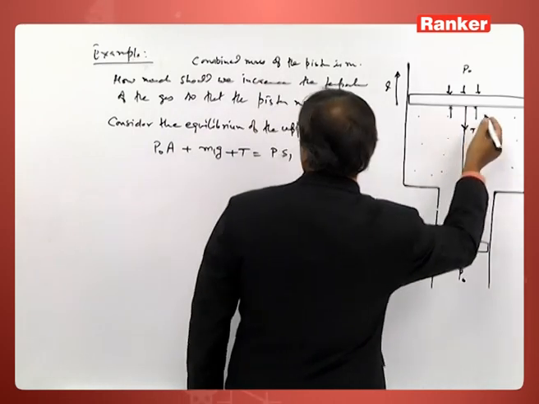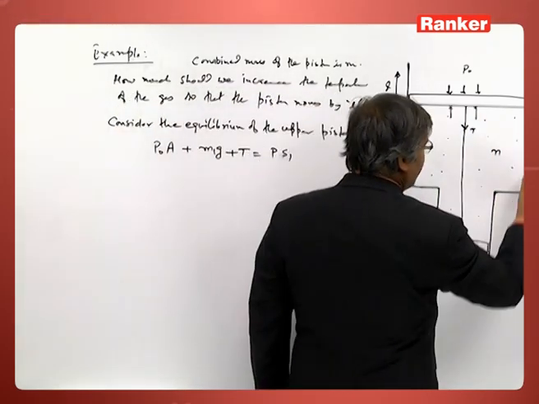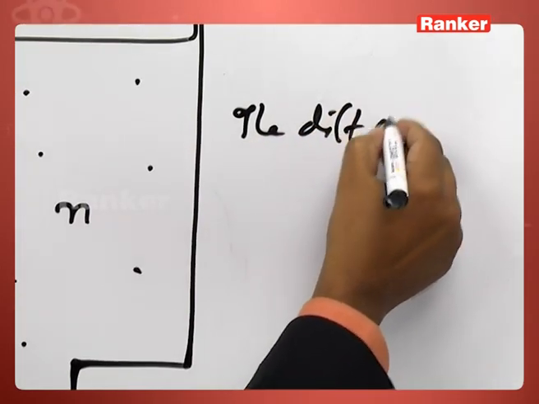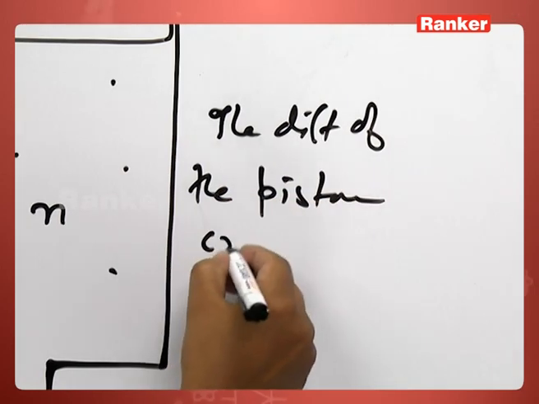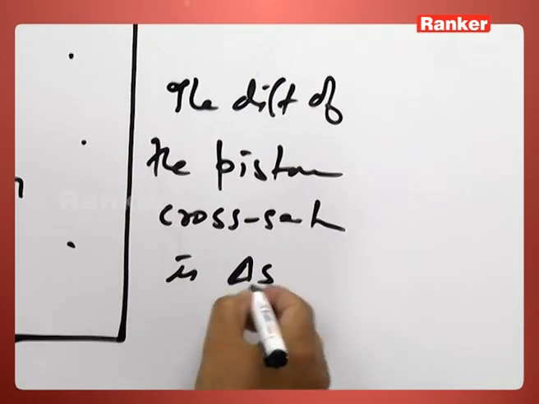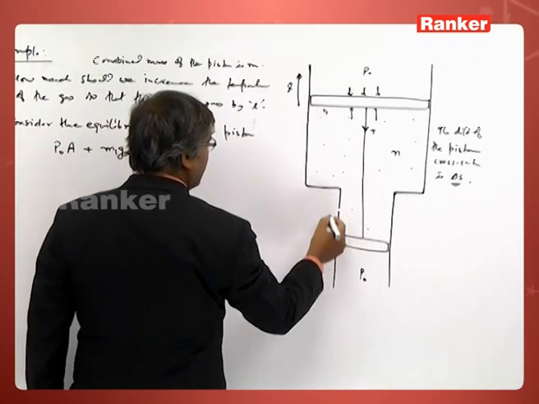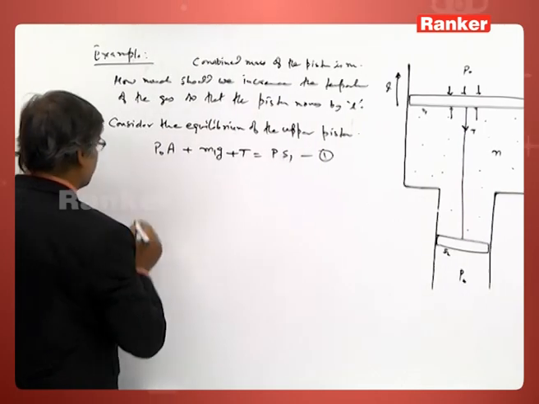Now it is given that the difference of the piston cross sections is delta S. This is a given quantity. So this area is S1 and this area is S2. So this is equation number 1.